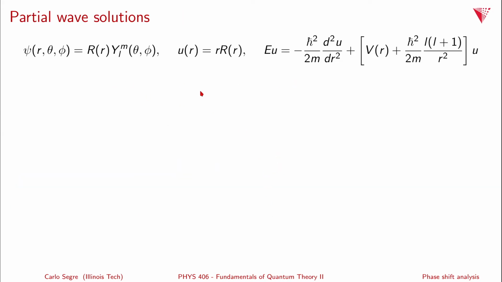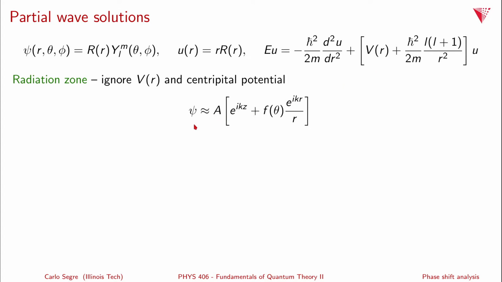The 3 equations we have up here. We now look at the radiation zone. We ignored V of r and the centripetal potential, so these 2 are canceled out. And therefore the solution is a superposition of a plane wave e to the i kz plus a scattering factor f of theta times a spherical wave e to the i kr over r.